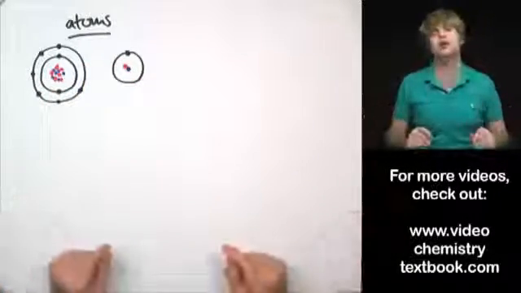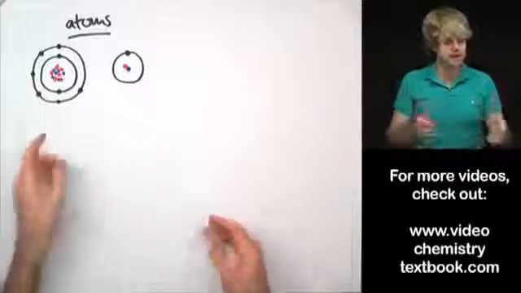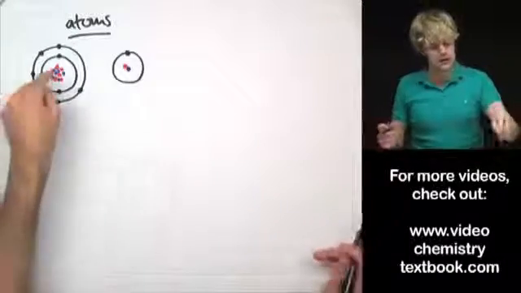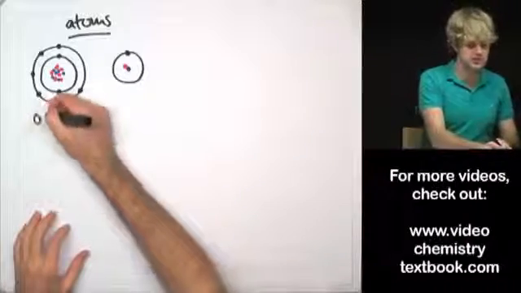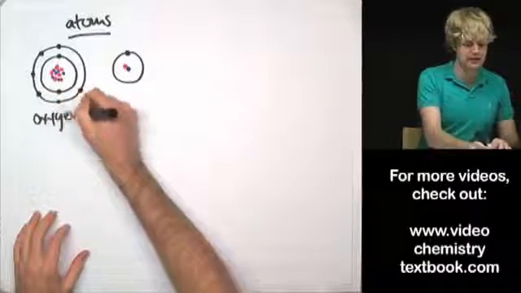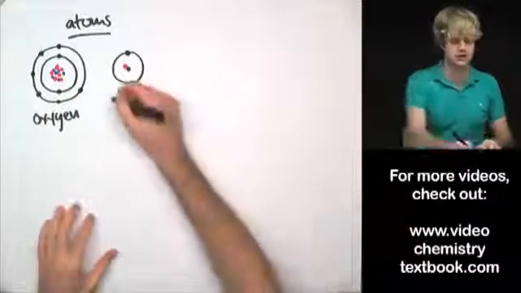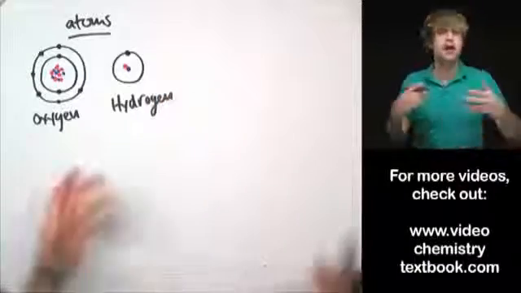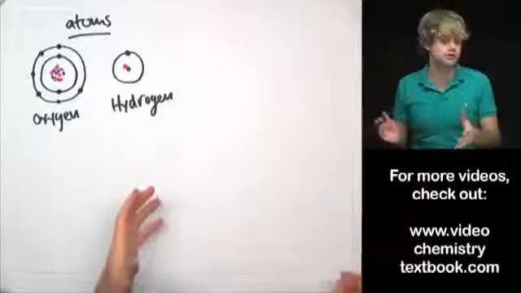Okay, so two atoms here. So there are all sorts of different types of atoms. And the type of atom that you have depends on the number of protons in the nucleus. This atom over here has 8 protons in the nucleus, which means that it is an atom of oxygen. This one over here only has 1 proton in the nucleus, which means that it is an atom of hydrogen. As I said, they're all different kinds of atoms, and there are actually about 100 different kinds.